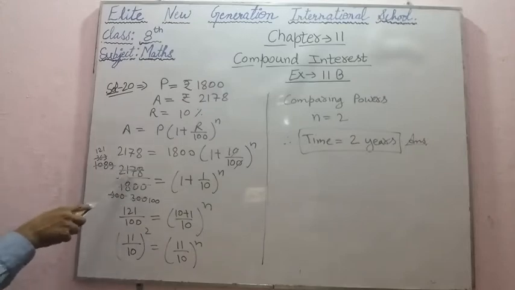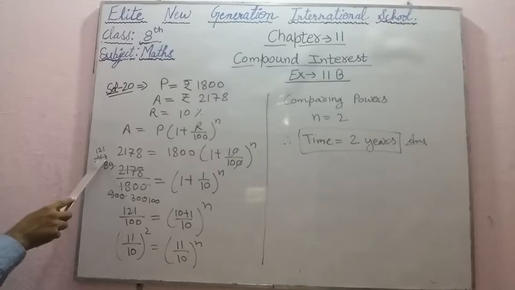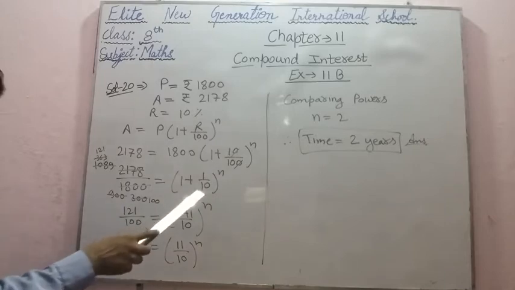First of all, we can cancel it by the table of 2. It will be 900 and 1089. Now we can cancel it by the table of 3. It will be 300 and 363. Again we can cancel it by the table of 3. It will be 100 and 121. So by cancelling, it will be 121 upon 100 equals, here we can take LCM.